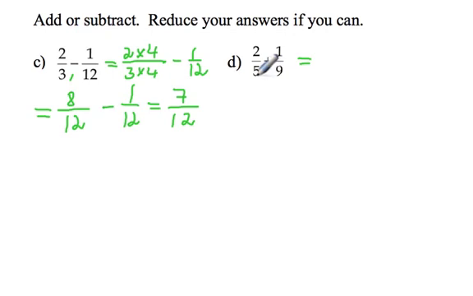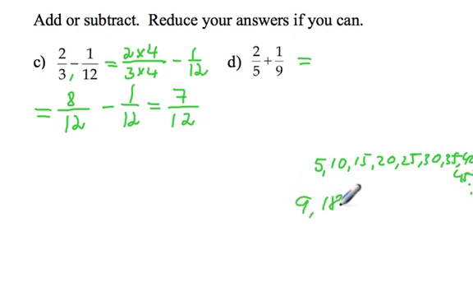For question D, again we have to come up with a common denominator first. So what is the lowest common multiple for 5 and 9? If we are unsure, we can check 5, 10, 15, 20, 25, 30, 35, 40, 45, and so forth. And for 9, we have 9, 18, 27, 36, 45. Oh, and we found it. 45 is the lowest common multiple.